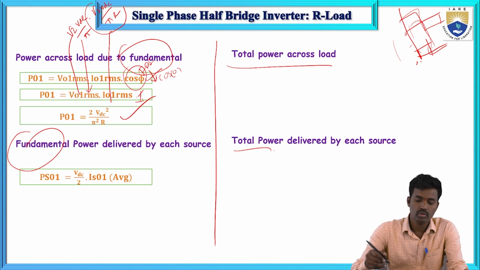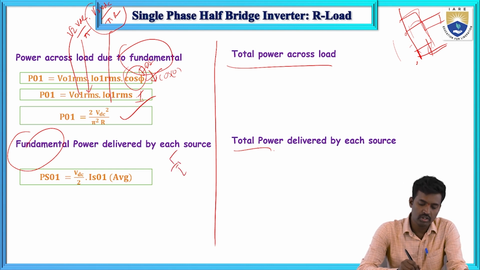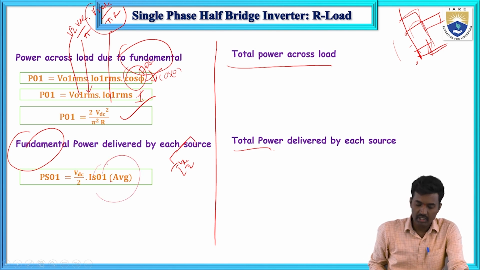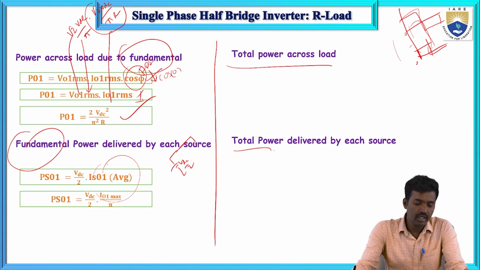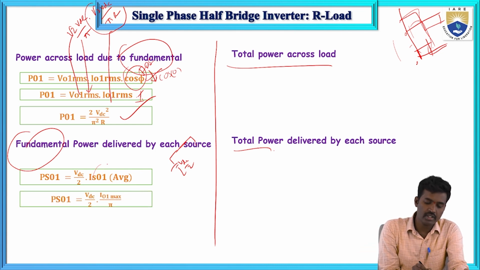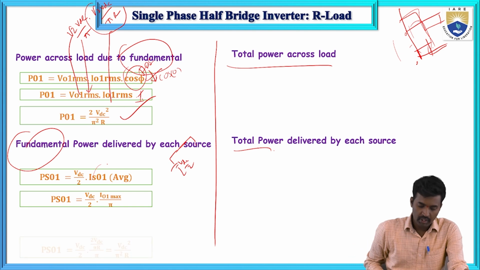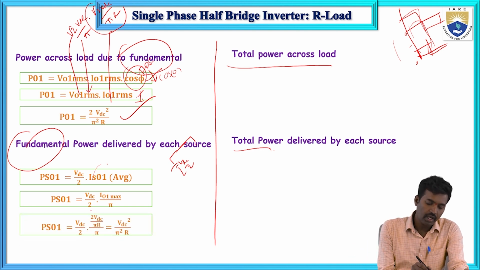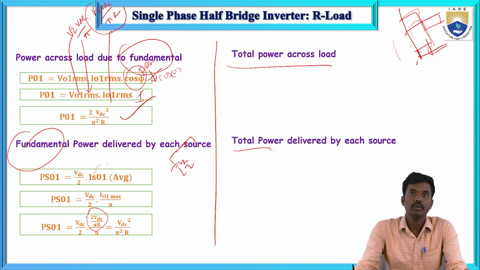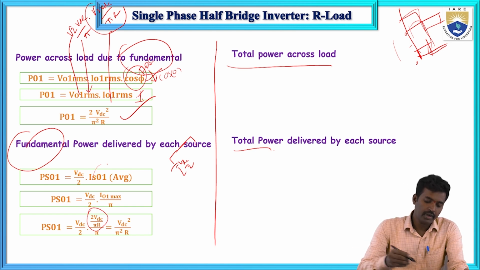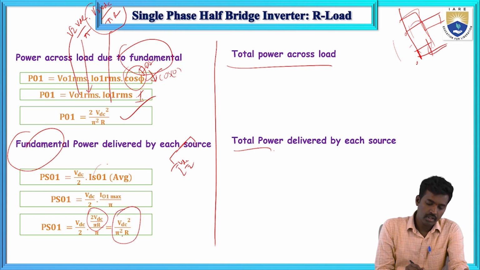And next, the power delivered by each source. The source is VDC by 2, and this current is the fundamental source current IS01 average value. This IS01 average value equals I01 maximum by pi. So now VDC by 2 into I01 maximum, where I01 maximum equals 2 root 2 into VDC by pi into R, divided by pi. That final value is VDC square by pi square R.